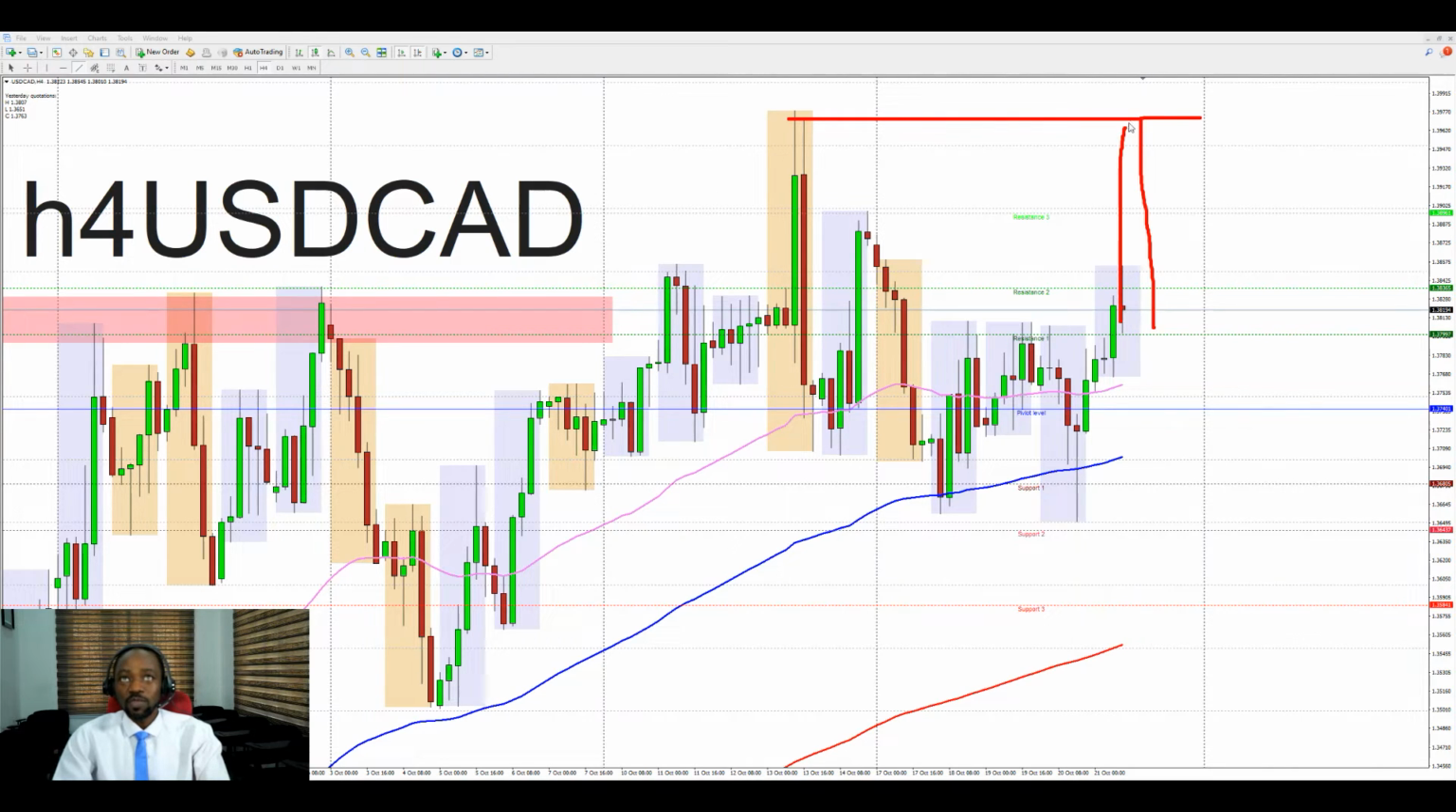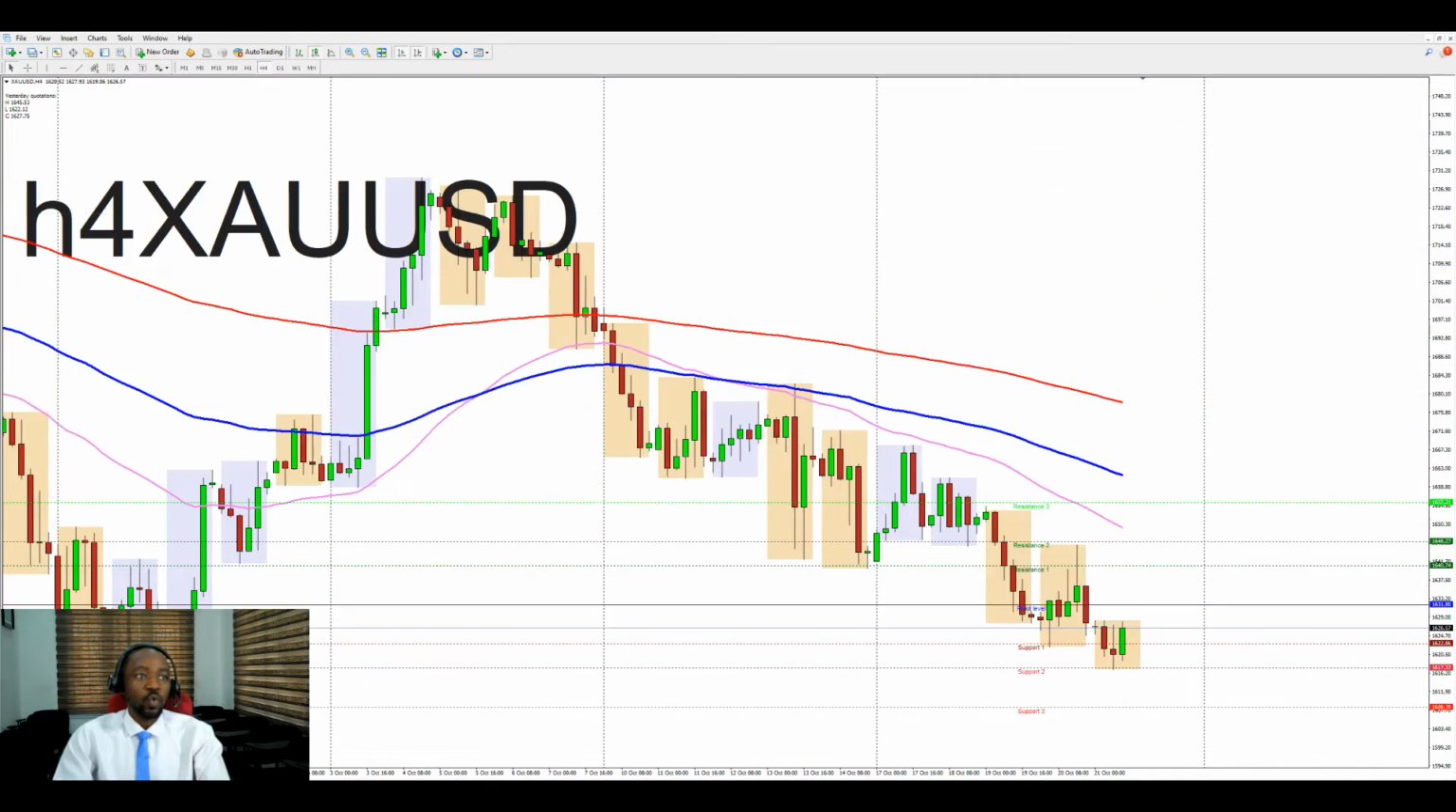So price may still go up and still come down later. All right, this is the market and this is what happens. Okay, let's look at gold USD. What's happening to gold? Gold is bearish right now. You can see my moving averages confirm it.